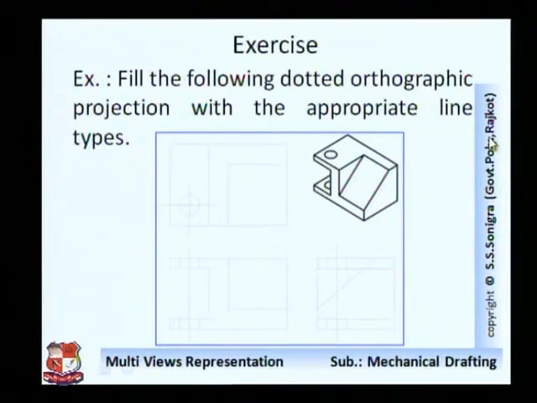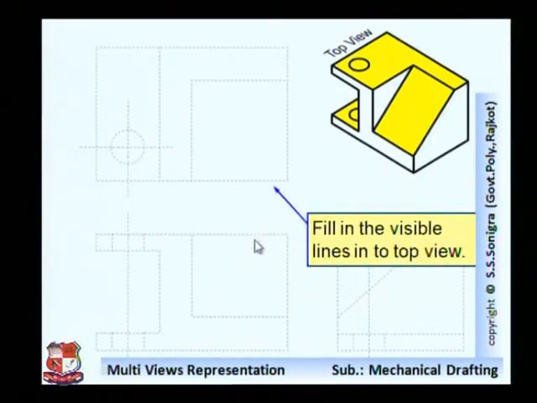Now one exercise, do this exercise on your own. Fill the following dotted orthographic projection with the appropriate line types. Suppose this is an object and we have to draw the appropriate line type. Which line would appear as a full line or dotted line? That we have to draw in this portion. You have to do this exercise on your own as homework. Let me do a quick review of this exercise.